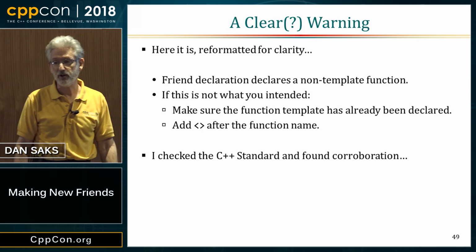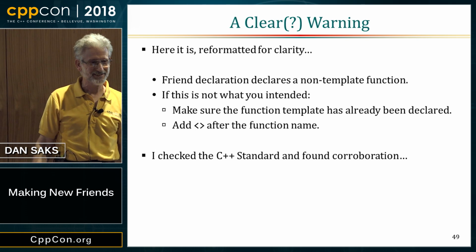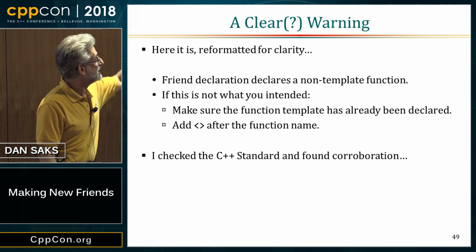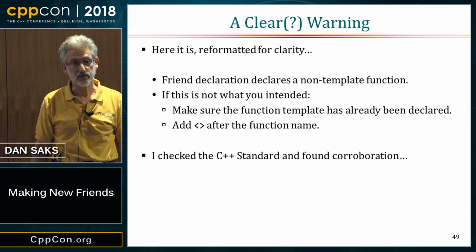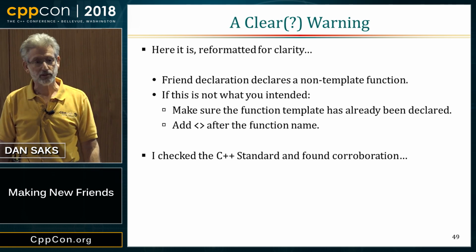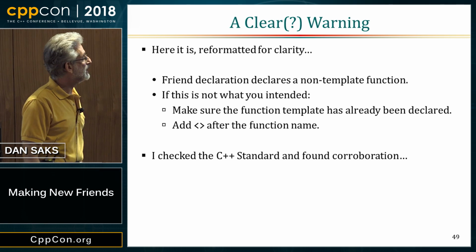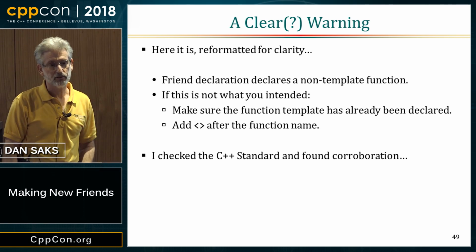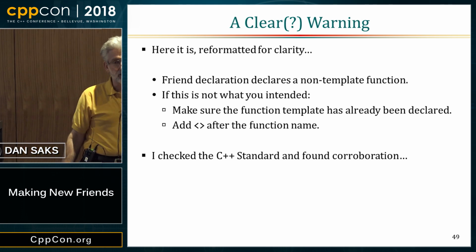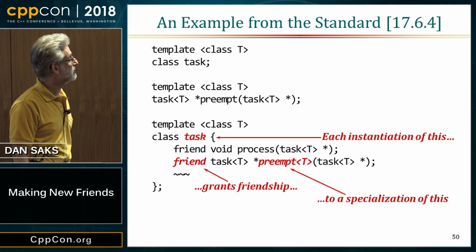And it was telling me that those greater than operators and those output operators weren't templates. They're non-template functions. And it said, if this is not what you intended, then make sure that the function template has already been declared. In other words, if I intended them to be templates and not non-templates, then what I should have done was make sure that they were previously declared as templates, and make sure I use the angle brackets in the function name of the friend declarations, which I didn't do. So by the way, I checked the C++ standard and I actually found, hey, GNU wasn't making this up. It's actually in the language.